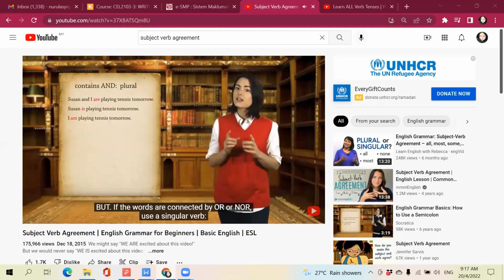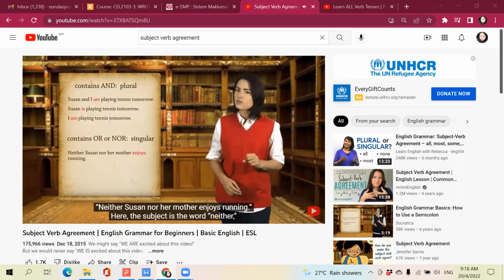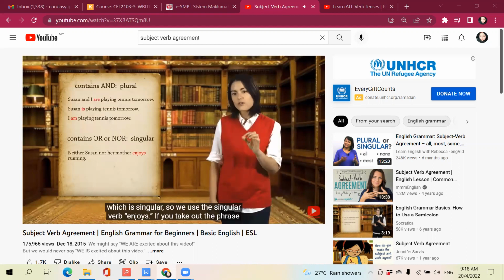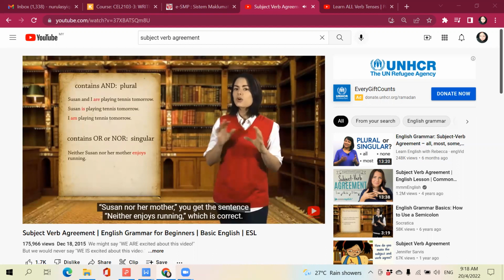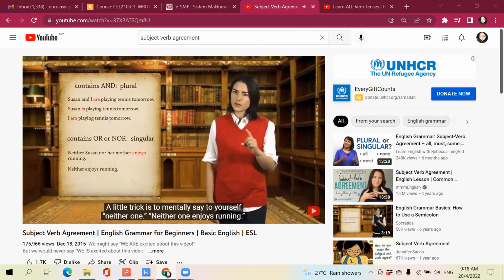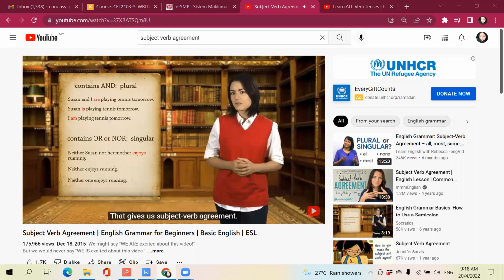But if the words are connected by or or nor, use a singular verb. Neither Susan nor her mother enjoys running. Here, the subject is the word neither, which is singular, so we use a singular verb, enjoys. If you take out the phrase Susan nor her mother, you get the sentence neither enjoys running, which is correct. A little trick is to mentally say to yourself, neither one. Neither one enjoys running. That gives a subject-verb agreement.